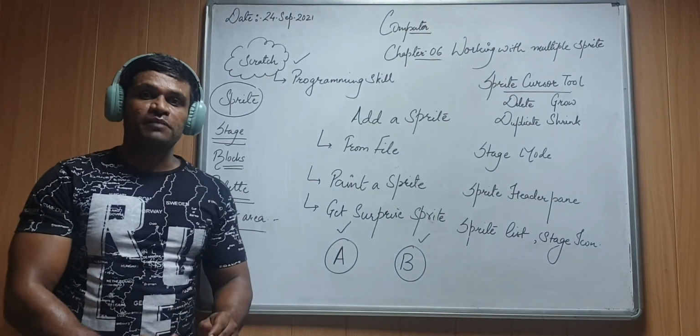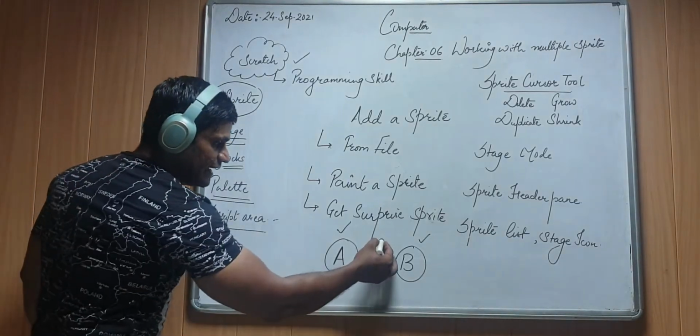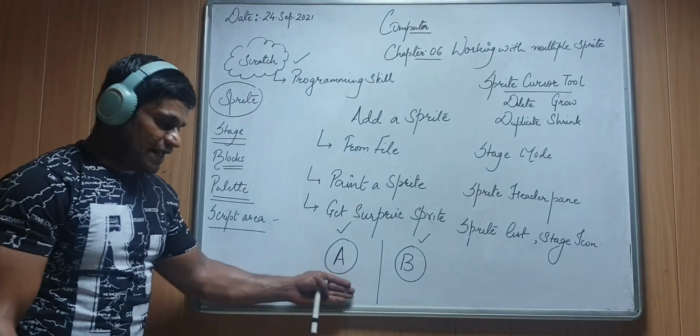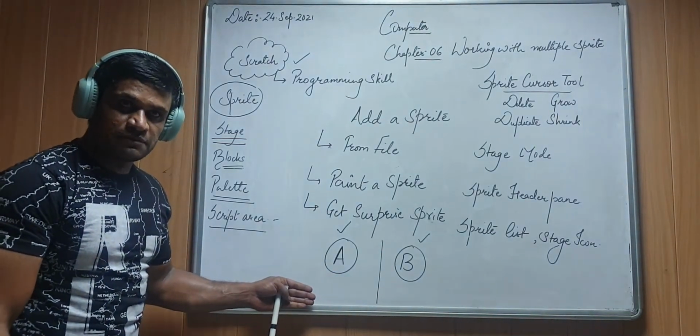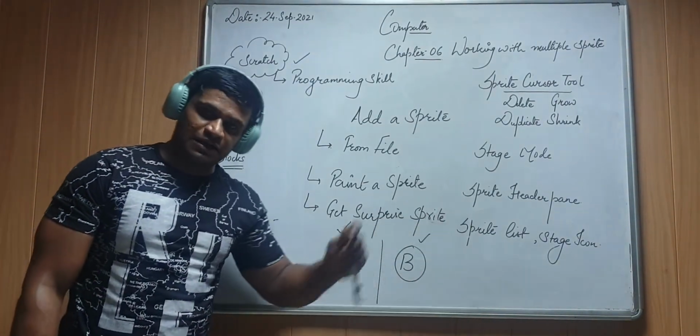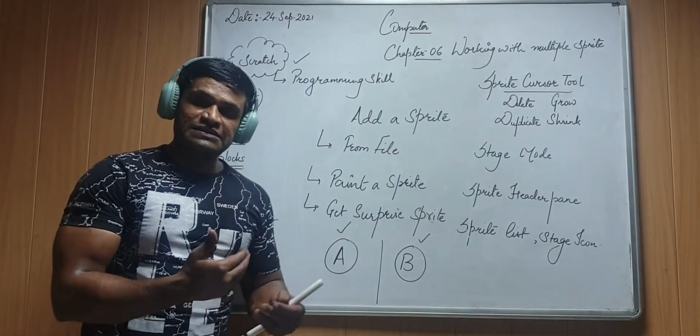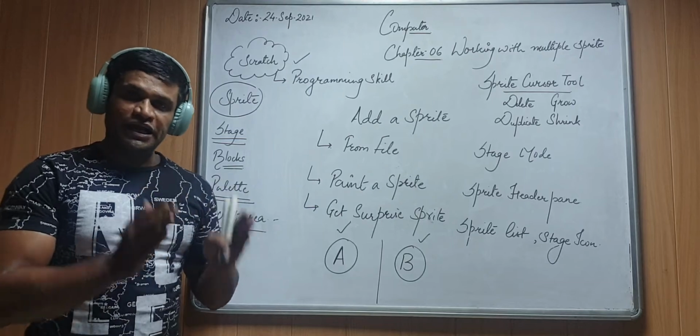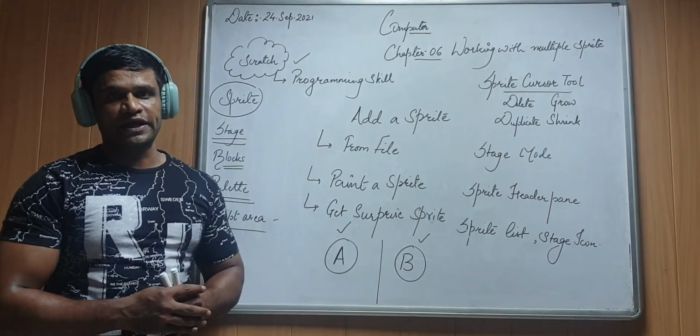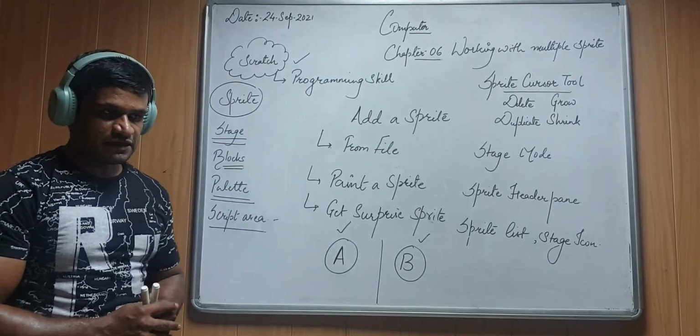So when you are working on multiple sprites, we do individual scripting for them. First we did the script of A, put up commands, and for B we put up different commands. So you can select the sprite and individually do coding and scripting on it.